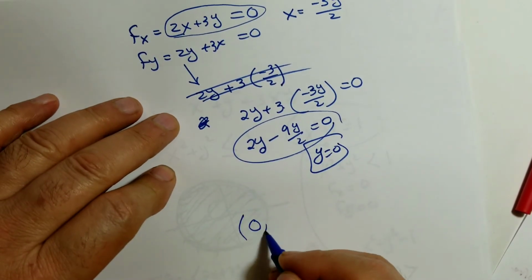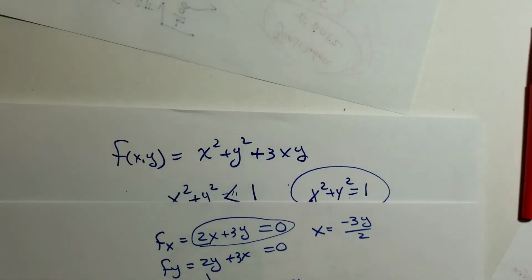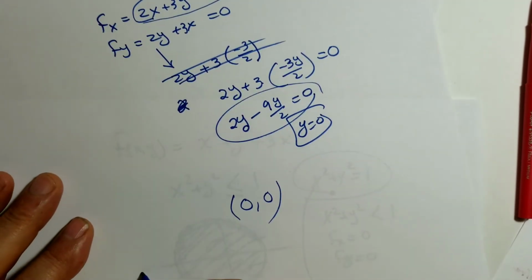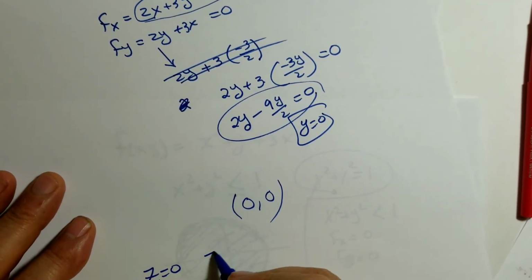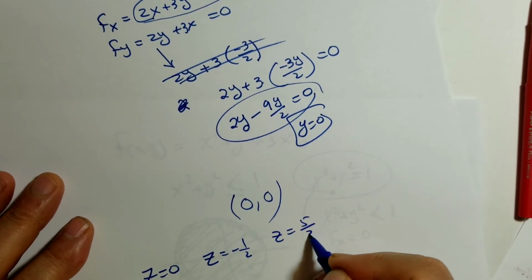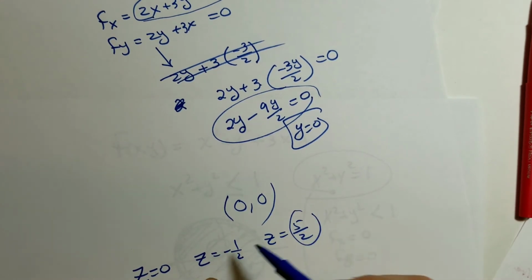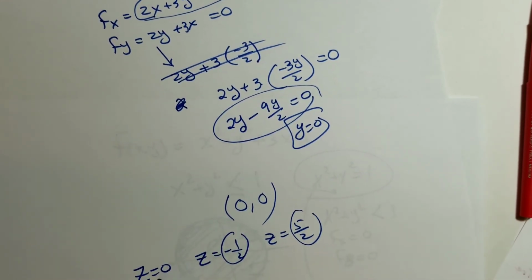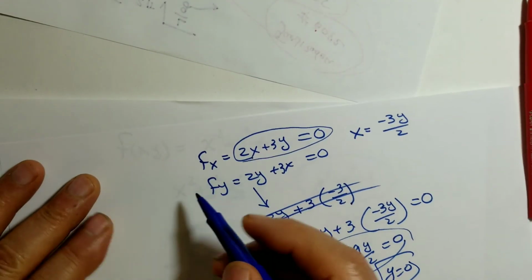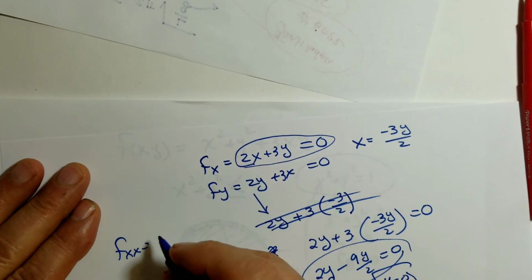You have another ordered pair. Put the ordered pair right here. Your z is 0. Then right now, you have 3 values. That's your maximum. That's your minimum. Somebody say, what is this? Let me test it. I need the second partial derivative with respect to xx. With respect to xx is 2.